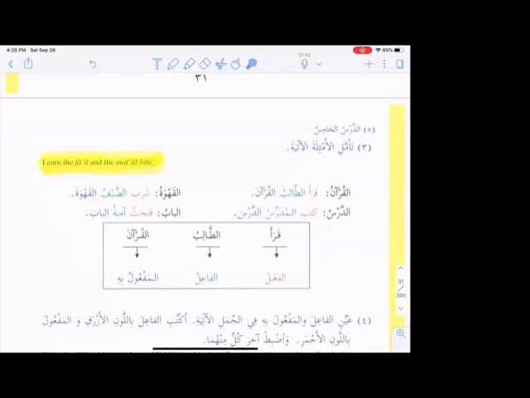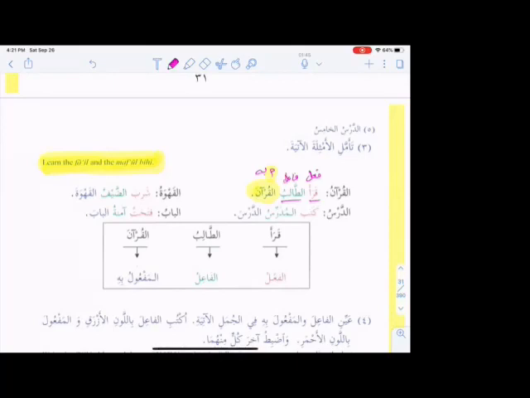Learn the fi'l. Consider the following examples. Qara'a al-Qur'an, Qara'a is singular. Do you see? Singular. Tullabu is plural, but the verb starts the sentence as singular. Qara'a tullabu al-Qur'ana. Why is this Qur'ana mansub? Because this is the maf'ul bihi. Did you get the idea? Fi'l, fa'il, so the fi'l is singular.